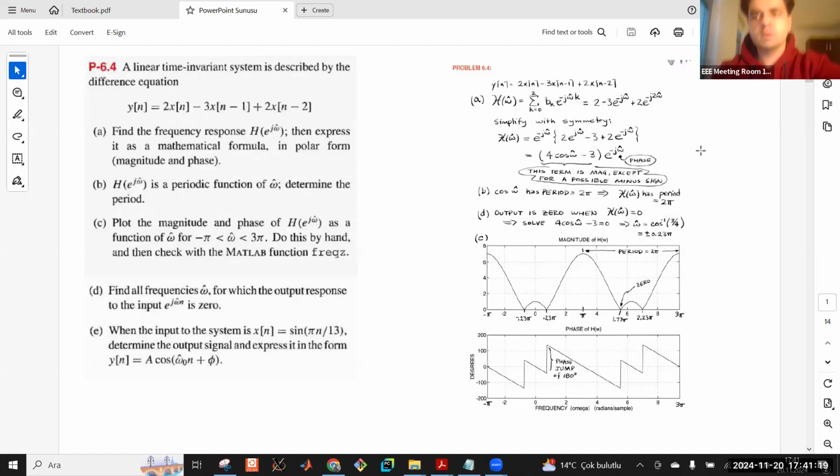Hello everyone. Today I will solve questions from chapter 6 and a few questions from the beginning of chapter 7. Chapter 6 is about frequency response and chapter 7 is about Z-transform. These two concepts are closely related to each other.